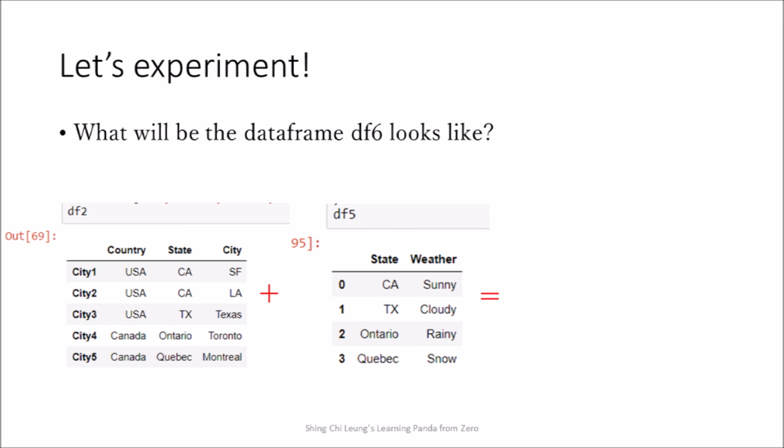Now let's do the practice. We have the following two data frames. The left one is still the same one we have seen many times in this chapter. The right one is a new data frame which contains the weather of each of the states. There are 5 rows in the left data frame and 4 rows in the right data frame. What will happen when they merge? Please try to practice and experiment with it on your own. Also feel free to pause the video if you need more time.